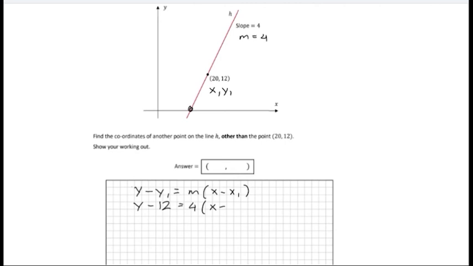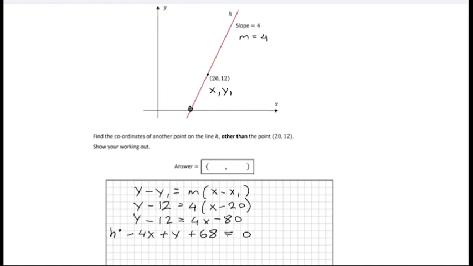All right, let's multiply in now. So y minus 12 is equal to 4x. 4 by minus 20 is minus 80. So let's bring everything to one side and keep it tidy. So we bring the minus 4x over, plus 1y. 80 comes across, so we have minus 12 plus 80, which is plus 68, is equal to 0. So that's our line. And that's line h. So we could put h here with a colon.